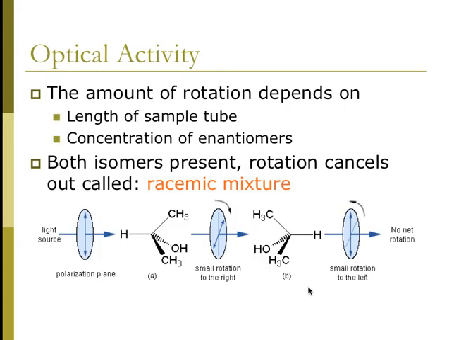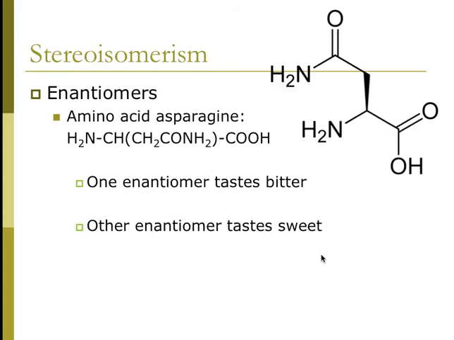The amount of this rotation depends on, one, the length of the sample tube, and the concentration of the enantiomers, and that makes sense. If they're both present, that rotation cancels out and there'll be no net rotation. An interesting thing about enantiomers: depending on whether you have the L or the D form, for this particular amino acid, one can taste bitter, the other one tastes sweet.